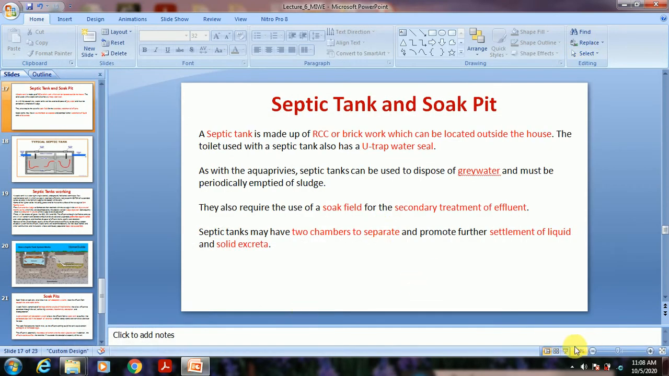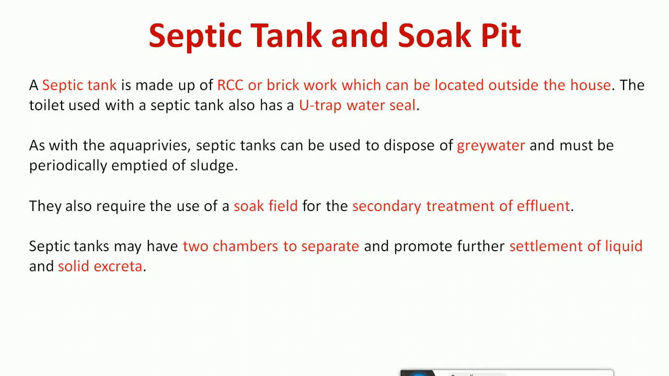Next we have something called a septic tank and soak pit. A septic tank is made up of RCC or brickwork and can be located outside the house. The toilet used with a septic tank also has a U-trap water seal. So it is a tank made up of RCC to dispose of the waste.